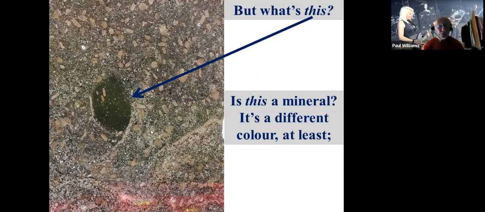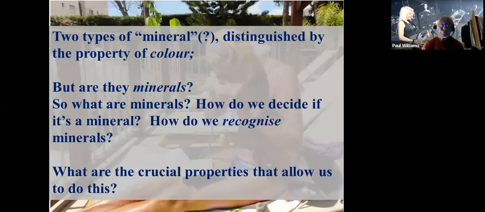It's a different color, and we said just now that we can distinguish things by color. But is this a mineral? We don't know. It's a different color at least, so it is something different, but is it a mineral? Right. Minerals we've distinguished by color, but how do we know that they are minerals? How do we recognize what's the crucial property? What are the crucial properties that allow us to recognize these things as actual minerals?